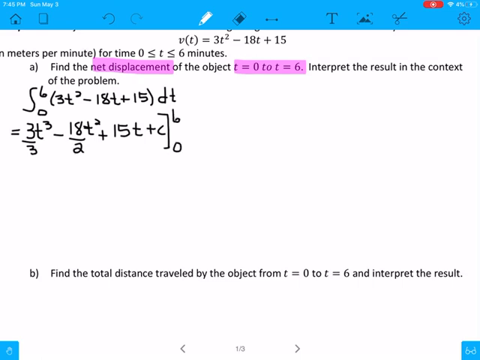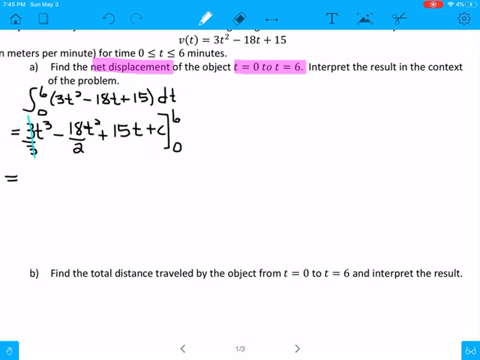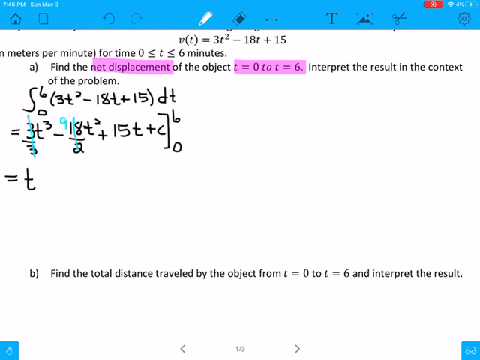And then we use the fundamental theorem of calculus. We plug the 6 in, minus plug the 0 in. But I'm going to reduce these first. And this becomes a 9. So what I'm going to actually get is 1t cubed, or just t cubed, minus 9t squared plus 15t plus c from 0 to 6.